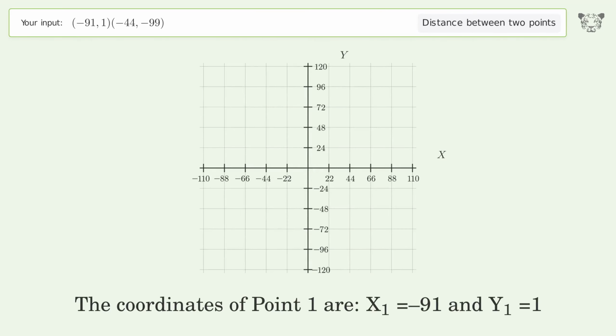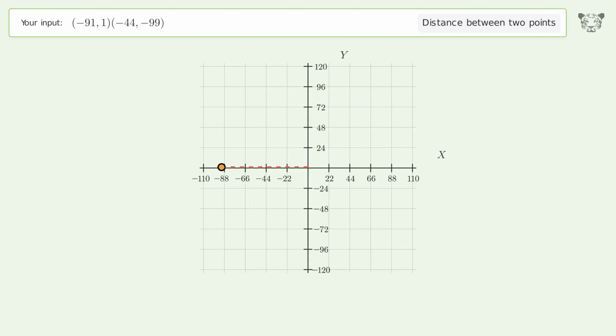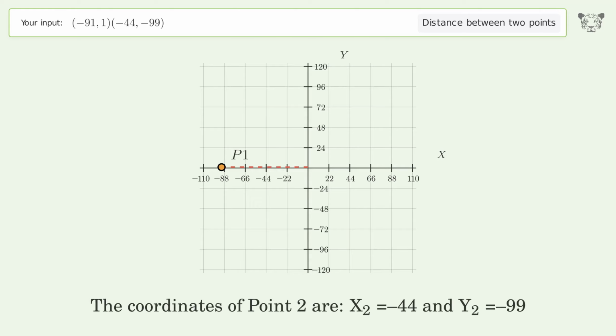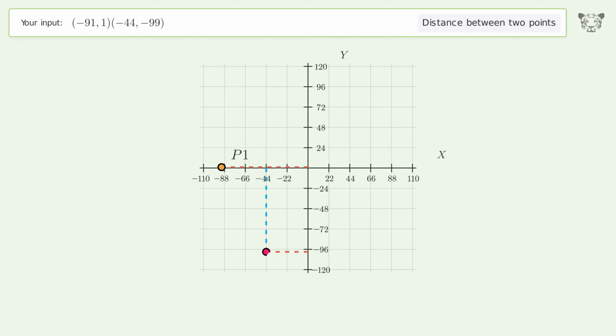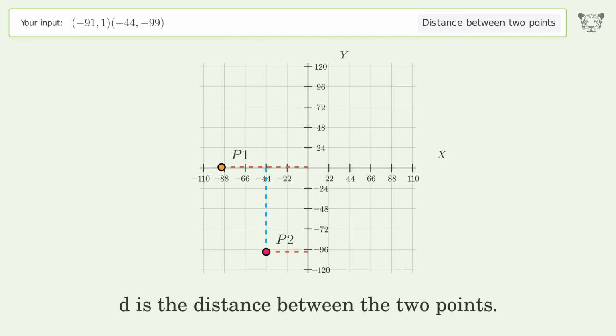The coordinates of point 1 are, x1 equals -91 and y1 equals 1. The coordinates of point 2 are, x2 equals -44 and y2 equals -99. D is the distance between the 2 points.